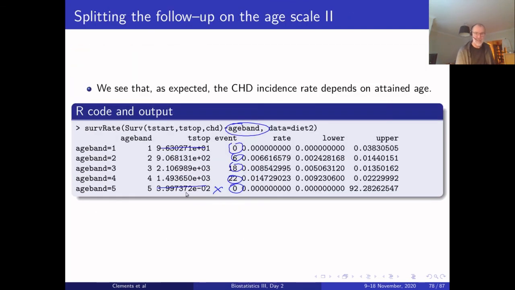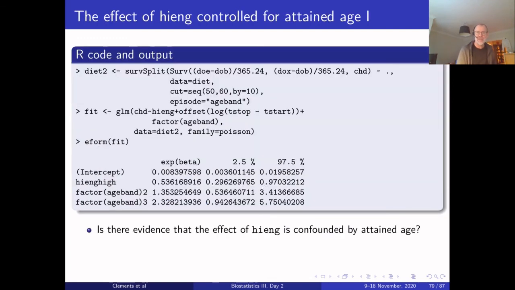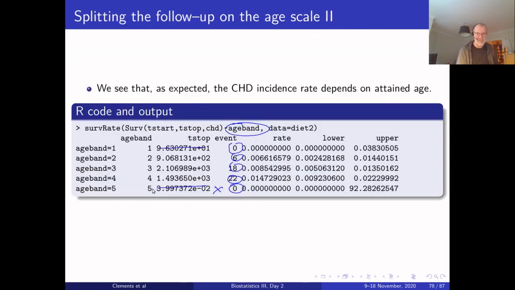Oh, sorry. And we can also see that the incidence rates rise with age, except for the last group, which is 0. So to adjust for attained age, we use factor here. As we saw from here, it will treat this as being the reference and compare with these two groups.